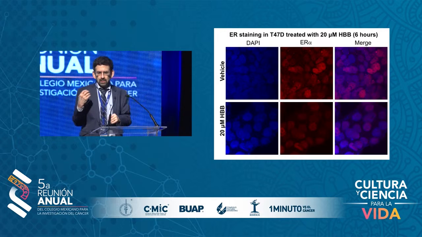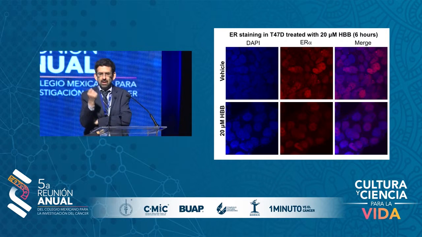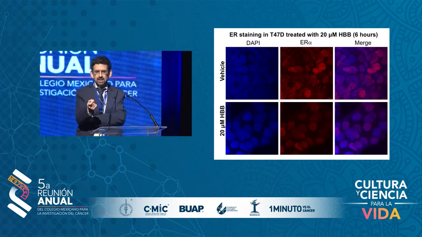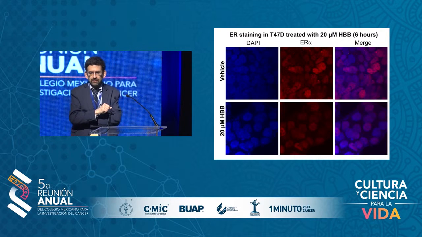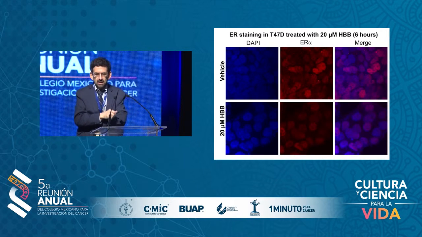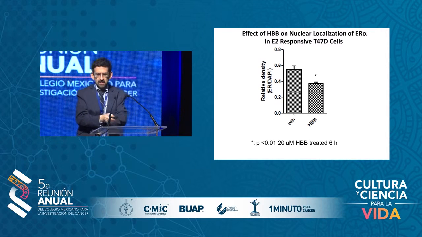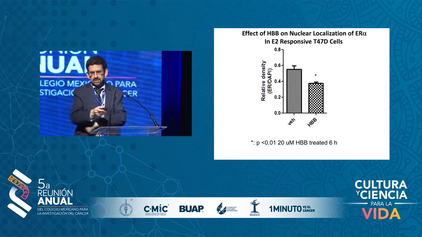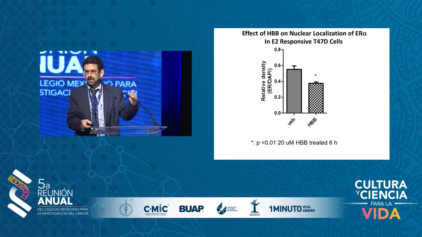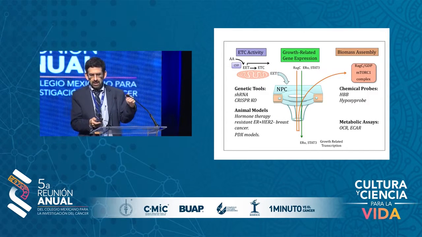And we then looked in T47D cells, and we asked, if you add HBV, can you block or lower the levels of estrogen receptor alpha in the nucleus? And in fact, we found this to be the case. So this suggested that not only is this eicosanoid pathway regulating bioenergetics, but it's also regulating the nuclear localization of the estrogen receptor. And so this just shows a quantitation in the immunofluorescence.